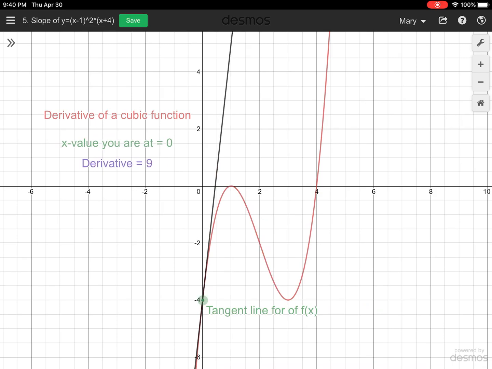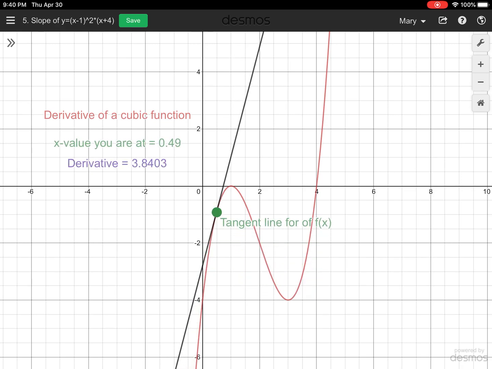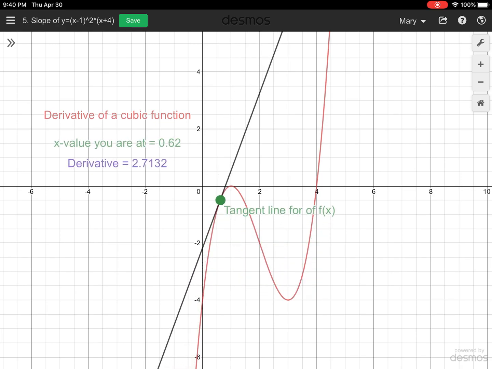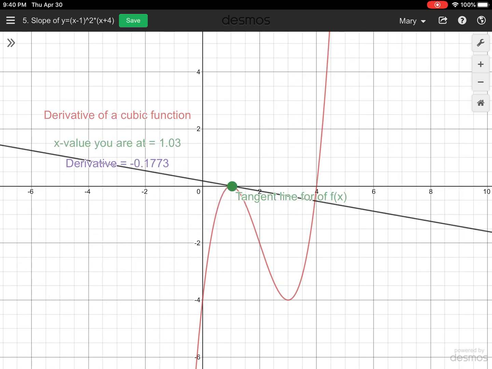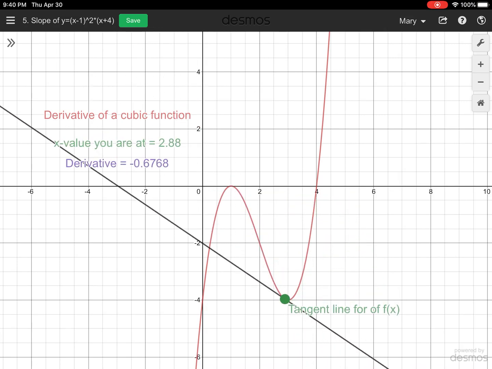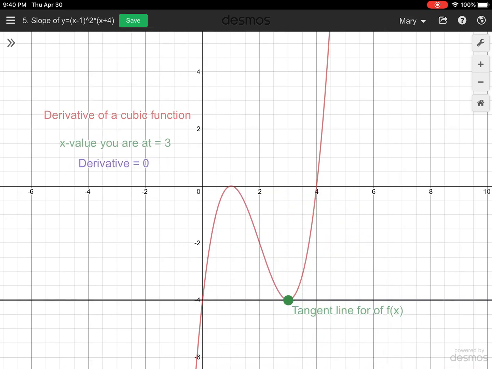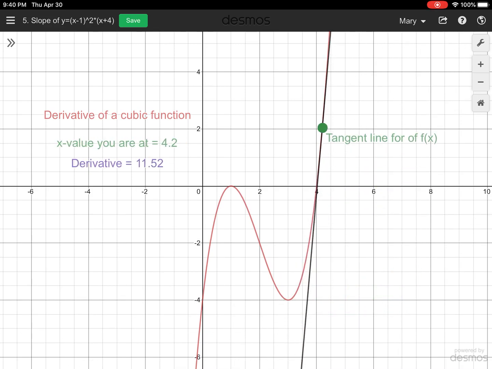So you see this thing is increasing, and my slope is that purple number. And it's getting less and less because this is flattening out to right here. My slope is 0, and then it turns negative to a negative slope. It's decreasing, and it's turning to 0 right there again, and then it's increasing. So here I have a max and a min.